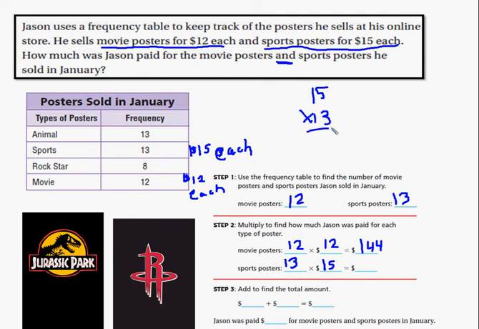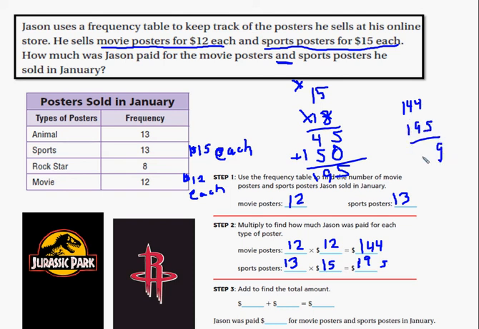15 times 13. 5 times 3 is 15, 3 times 1 is 3, plus 1 is 4, scritch, scratch, lay an egg. 1 times 5 is 5, 1 times 1 is 1, and I add those together, and I get $195 total for the sports posters. So I add these together, 144 plus 195, and I get $339. So that's how much he made off of those posters.